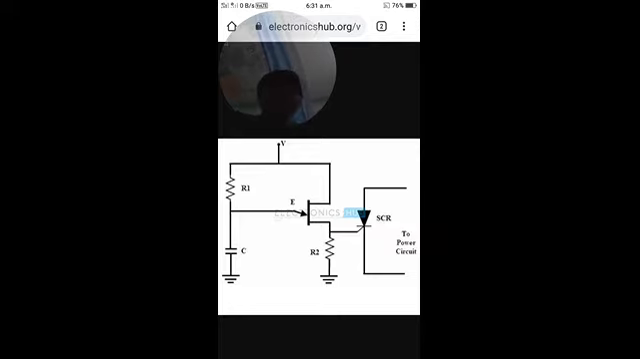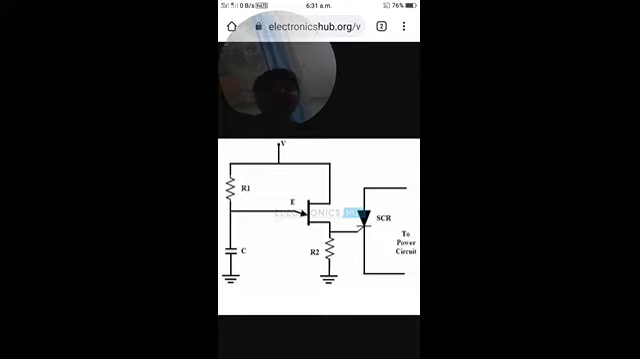But the voltage at the emitter terminal is 0. Why? Because the emitter voltage is equal to the capacitor voltage. The capacitor is connected to the emitter terminal, and initially it is charging from 0, so the emitter voltage is 0.